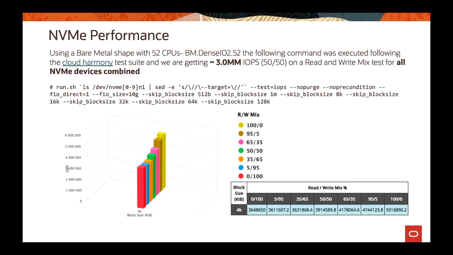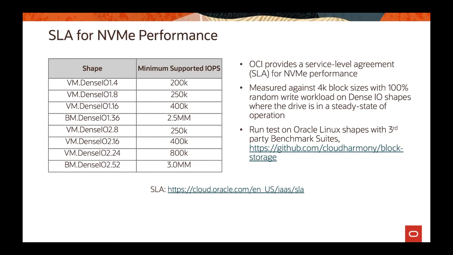This is another example of using read and write for all the NVMe devices combined. You have that combined because you can have shapes with multiple devices. You can combine those, and you can go all the way up to 3 million IOPS of performance here. Okay, really, really proud of the performance that we have around NVMe. We offer SLAs on top of it, so you can access the website to get the SLA information on NVMe performance.